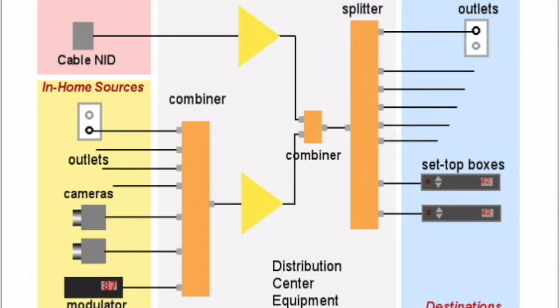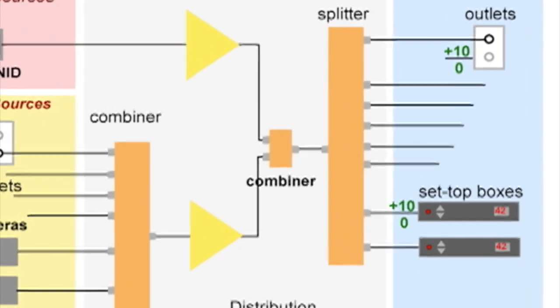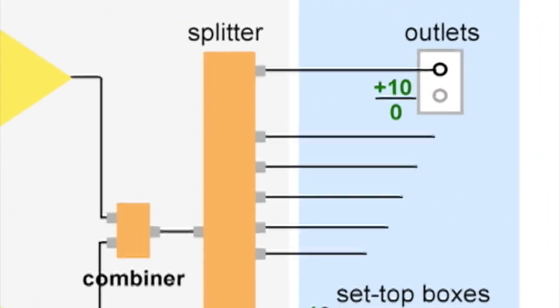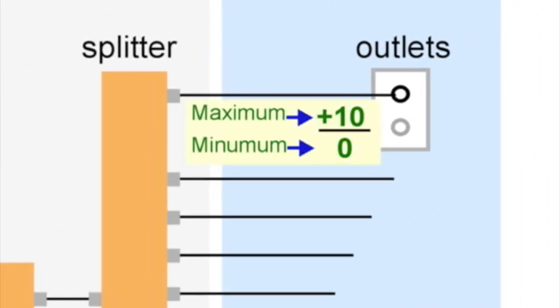Once you have the system diagrammed, you need to determine the source and destination signal level requirements. You can assume that all the receiver input signal level requirements are between 0 and plus 10 dBmV. We use a signal level notation that lists the maximum and minimum signal level that we have or need at each location.